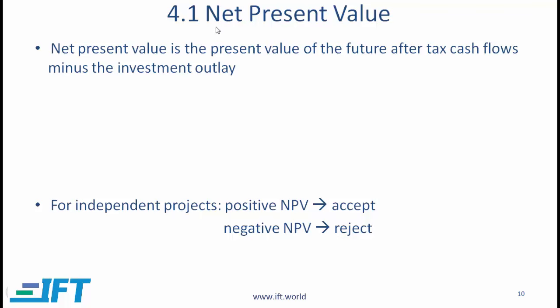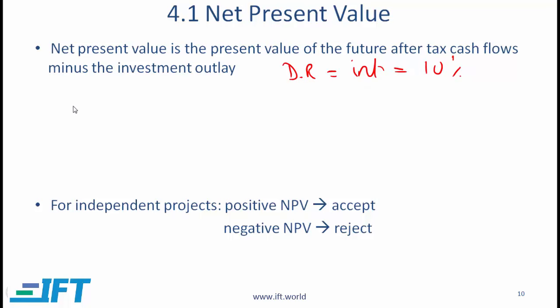Let's start with NPV. We have seen this in quantitative methods, but we will cover it again over here. Net present value is the present value of the future after-tax cash flows minus the initial investment today. To come up with an NPV, we need a discount rate or an interest rate. Let's say in our example that is 10%.